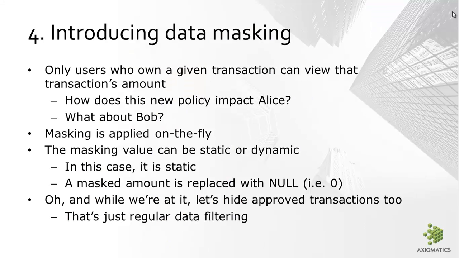Great. Note that in this particular demo, masking is applied on the fly. It is not pre-calculated. The masking value used to replace the original value can be static or dynamic. In this particular example, it is a static value. Every time access is denied to the amount column, the amount value is replaced with null. And since here we're dealing with numbers, it is replaced with 0.